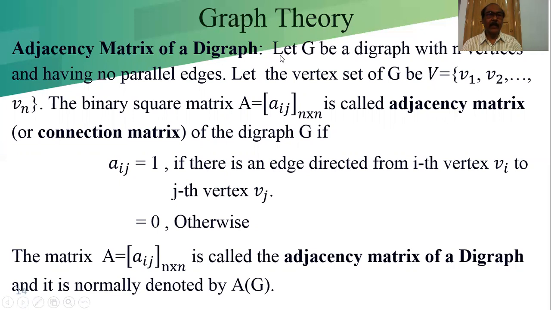Adjacency matrix of a digraph. Now we are considering that the graph is not an undirected graph, it is a directed graph. That means an edge is incident out from a vertex and incident into a vertex. That means the edge direction is from the ith vertex to the jth vertex, that is, the edge direction from vertex Vi to vertex Vj.